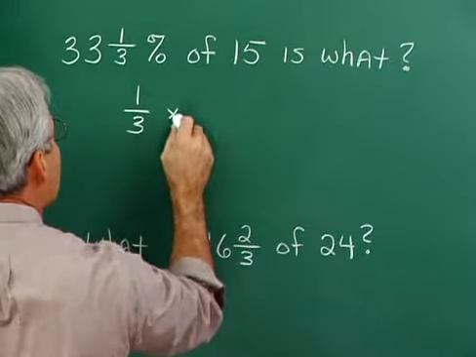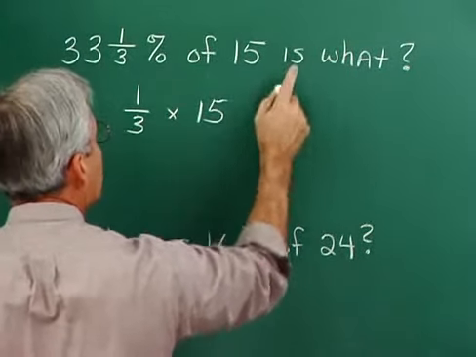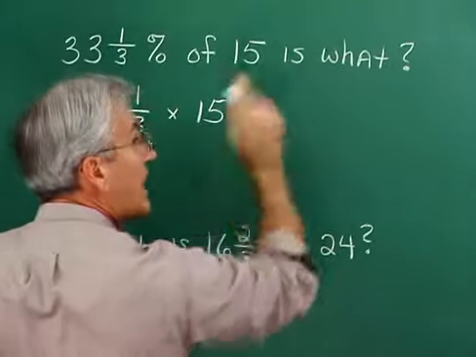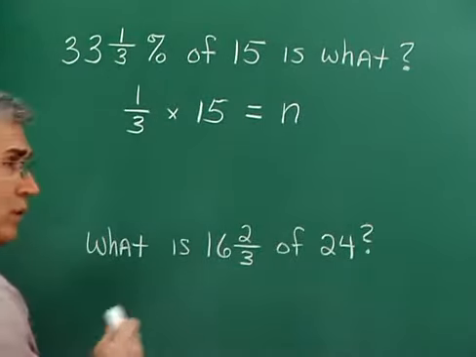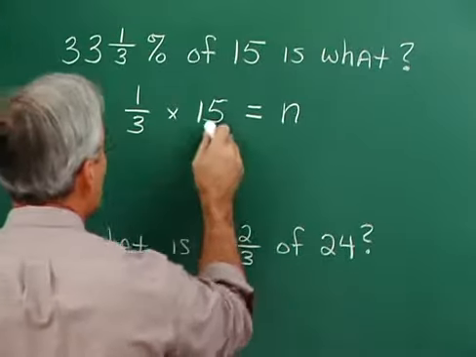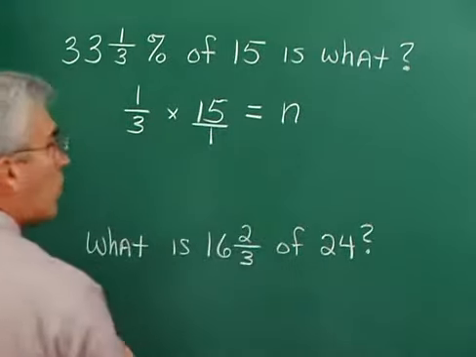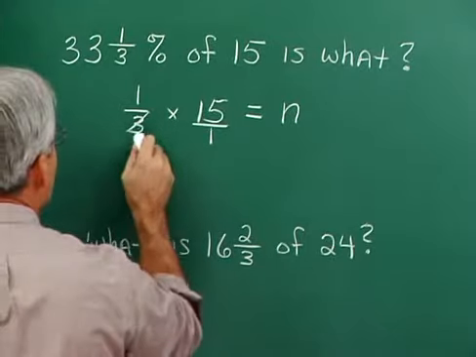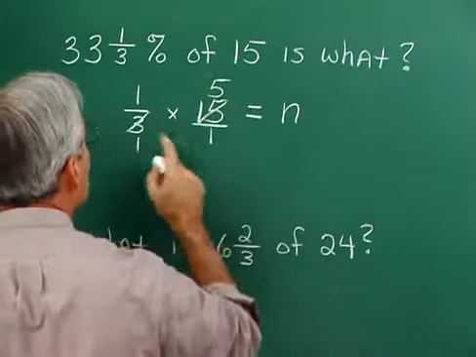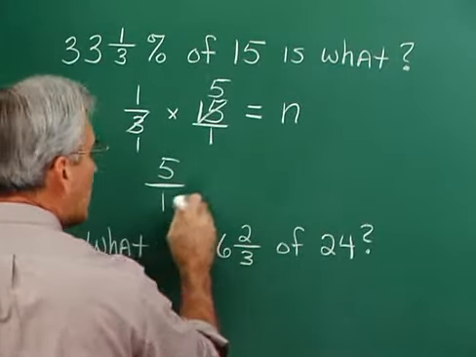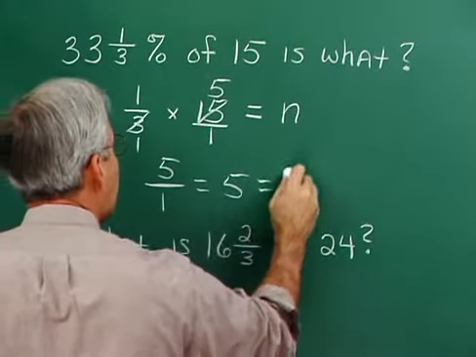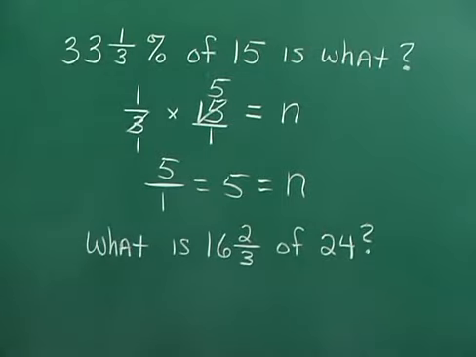Of means times. 15 is equal to what means what number. I'll let n stand in for that number. And now all we do is perform the indicated operation. We think of 15 as 15 over 1 for multiplication purposes. 3 into 3 goes 1. 3 into 15, 5. 1 times 5, 5. 1 times 1, 1. But 5 over 1 is just 5. And that is equal to n.